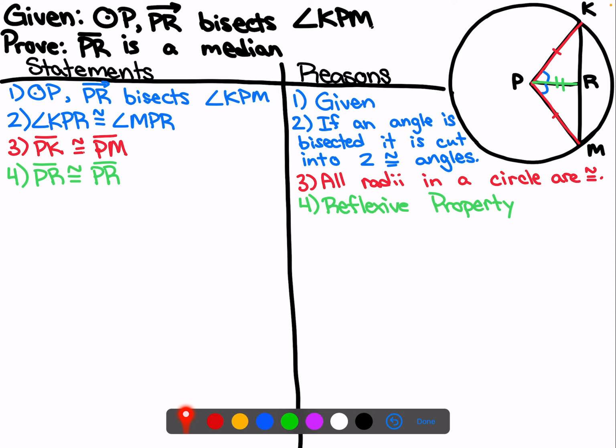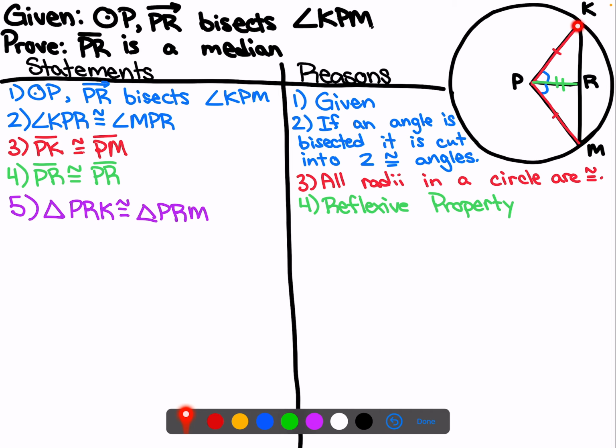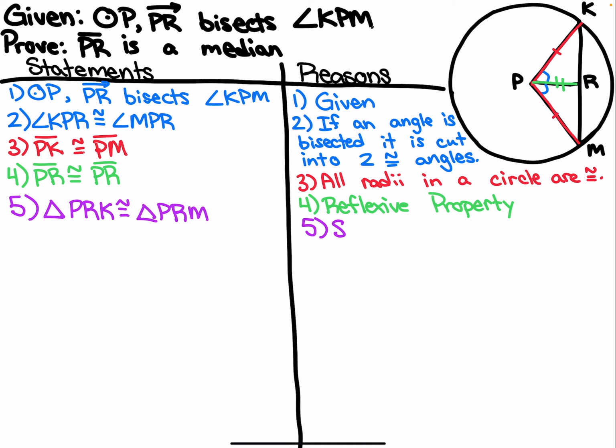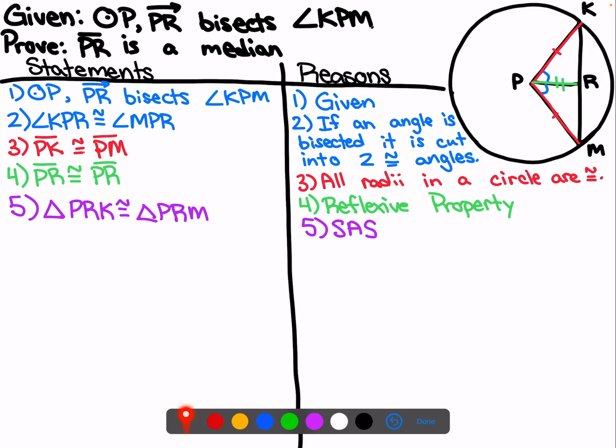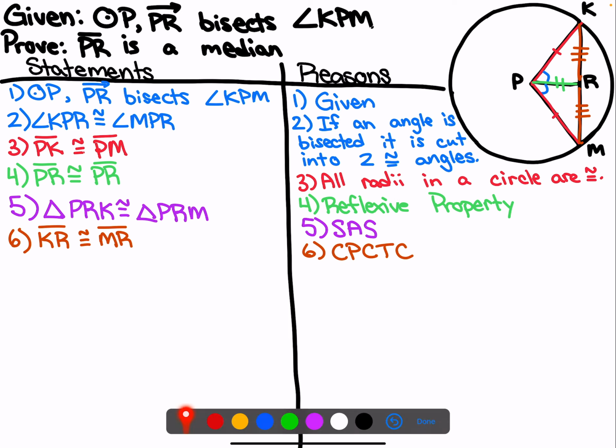And that's enough information. So we can now say that triangle PRK is congruent to triangle PRM, and again that's by side, angle, side. So those two triangles are congruent by side, angle, side. Well, if those two triangles are congruent, then I can say that KR is congruent to RM because those are corresponding parts of those triangles. So KR is congruent to MR, and that's by CPCTC. Corresponding parts of congruent triangles are congruent.